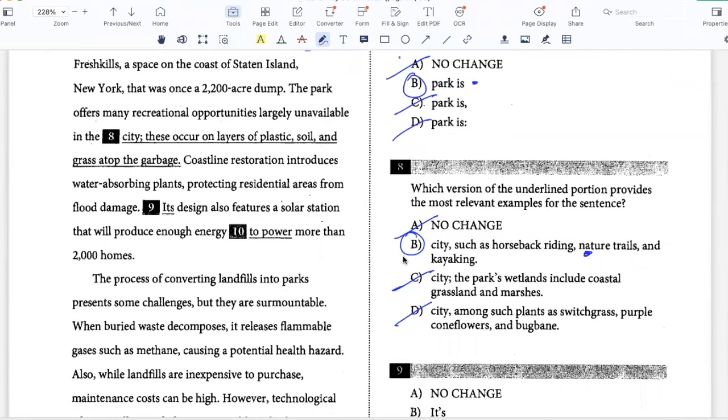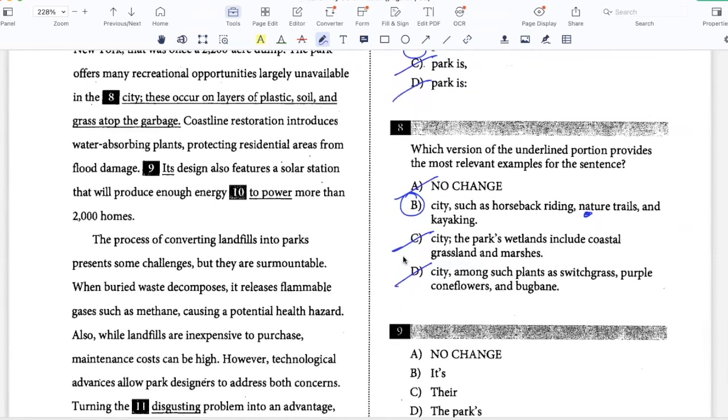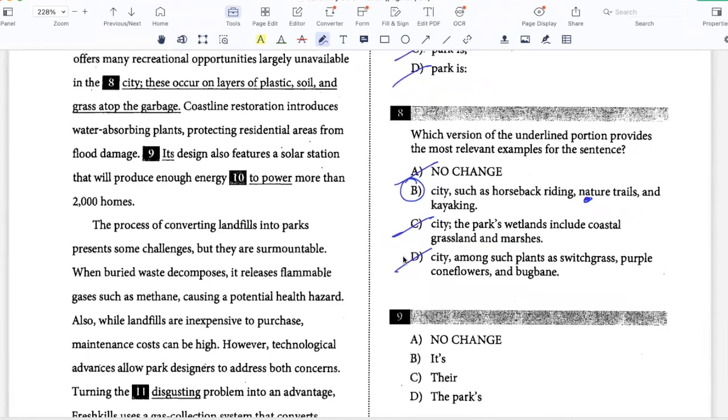Coastline restoration introduces water-absorbing plants, protecting residential areas from flood damage. Its design also features a solar station that will produce enough energy to power more than 2,000 homes. So here I'm talking about the design of the park, but I'm not referring to the park in the previous sentence. So it would be a good idea to not use a pronoun and refer to the park itself. So the park's design is the best answer. So I like this. Its, the pronoun, would have made sense if there was more clarity about the park in the previous sentence. So I'm not going with A.